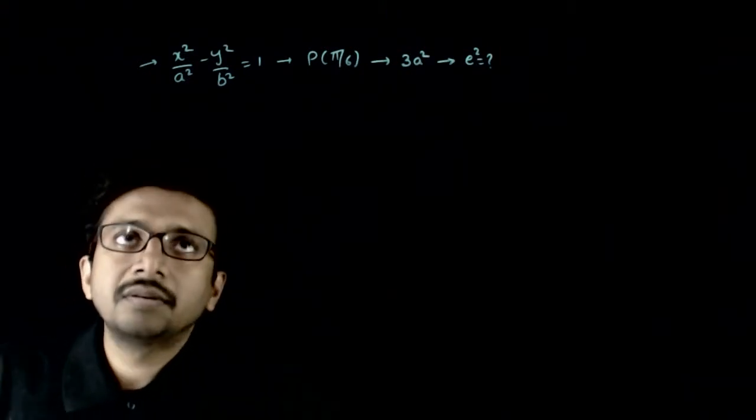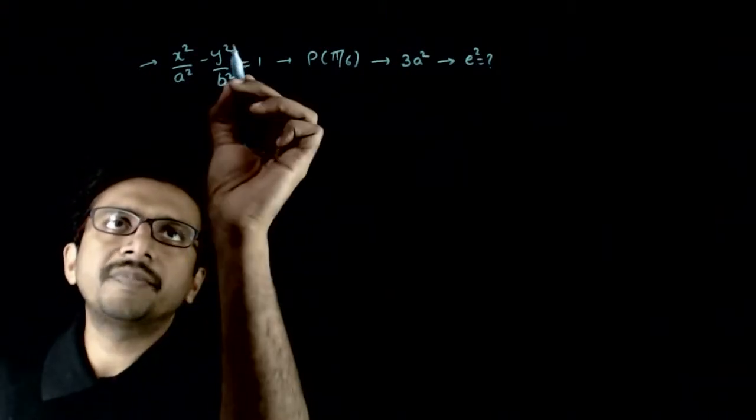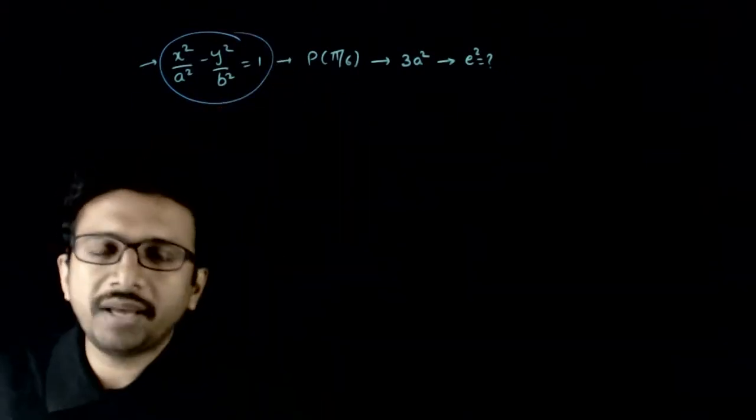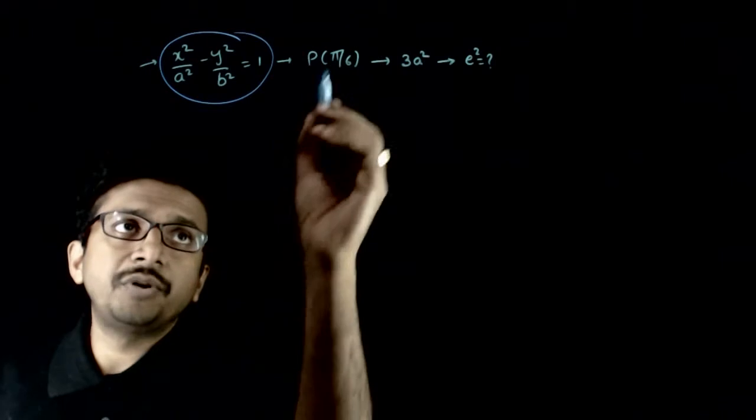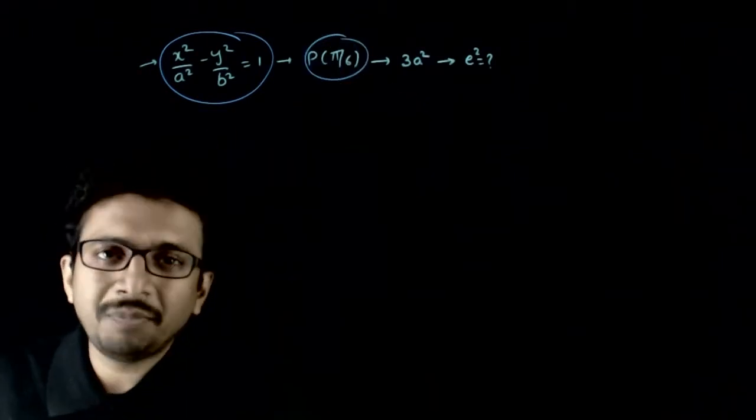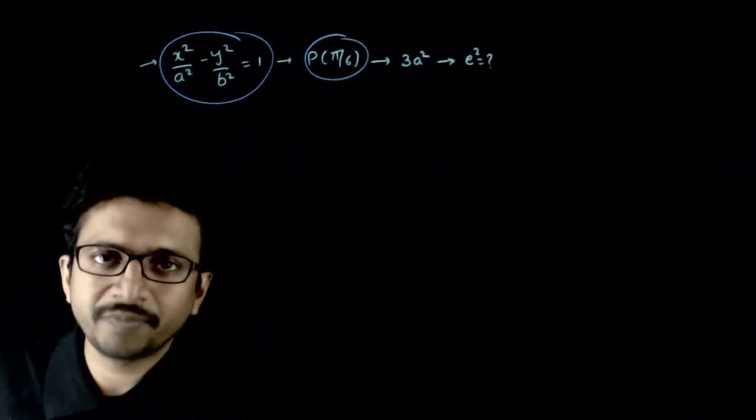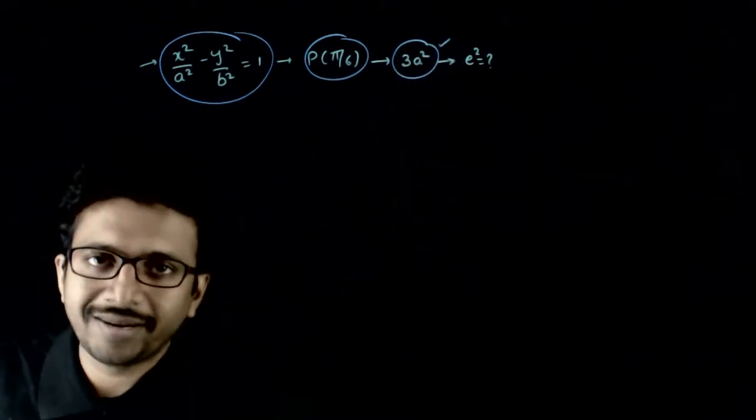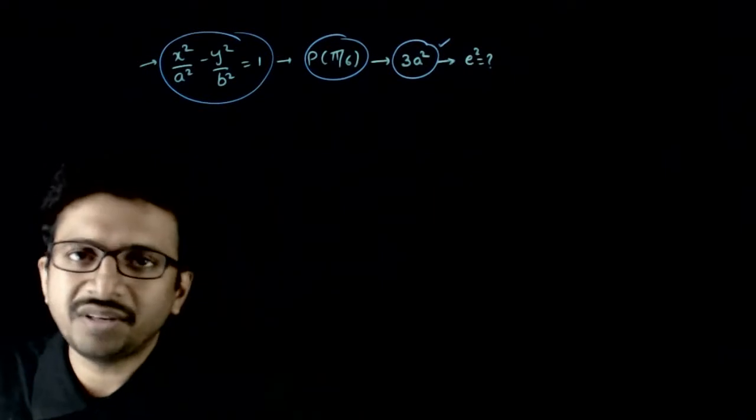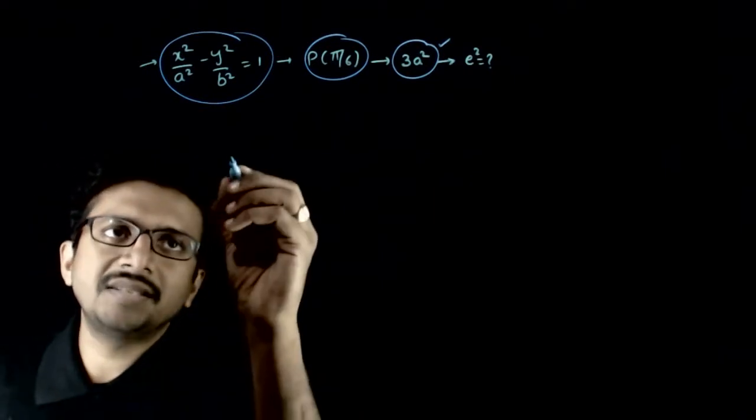So welcome students. In this question, you're given the hyperbola x²/a² − y²/b² = 1. If you draw a tangent at a point P whose eccentric angle is π/6, it makes an area of 3a² with the coordinate axes. If that is so, what is the value of e²? So let us analyze this question.